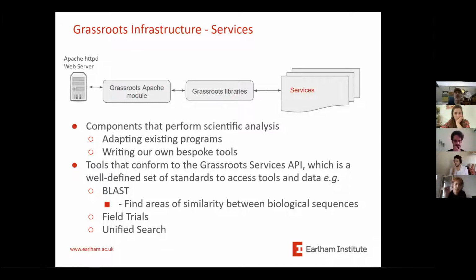And there are various things like BLAST. So we have a BLAST service, which if you're working in bioinformatics, is basically a search thing where you can type in a genetic sequence and look to see if that exists in any of the sets of data that you've got available. As well as that, we have things like a global search service and lots of work to do with field trials, which I'll describe a bit more.